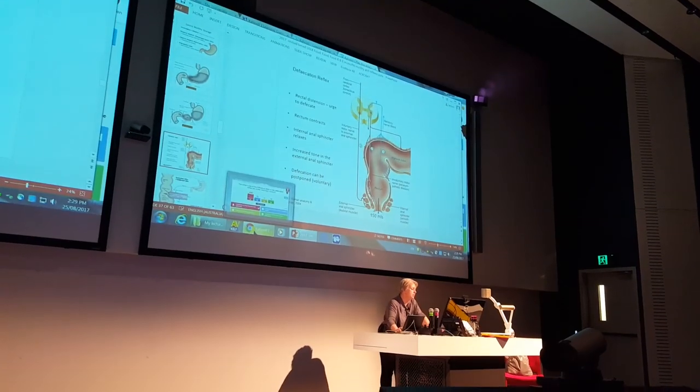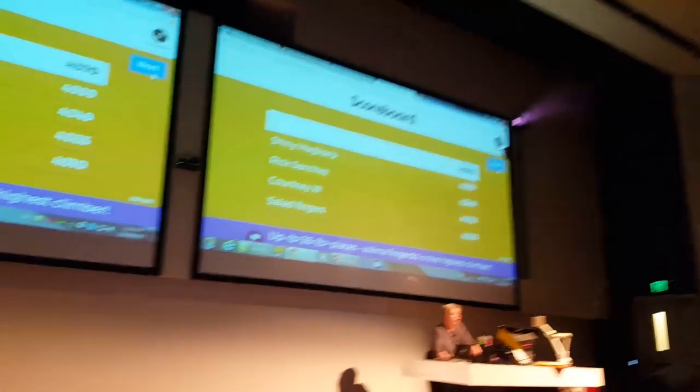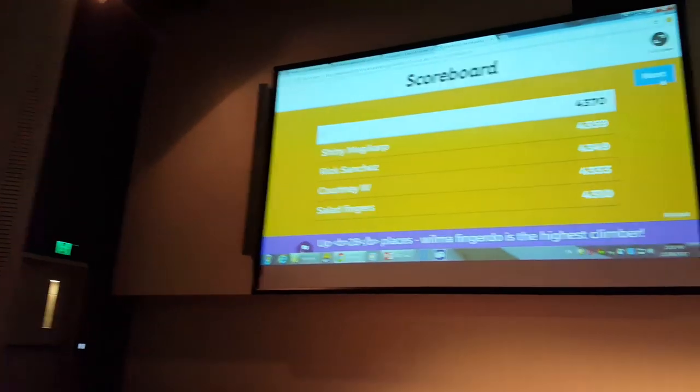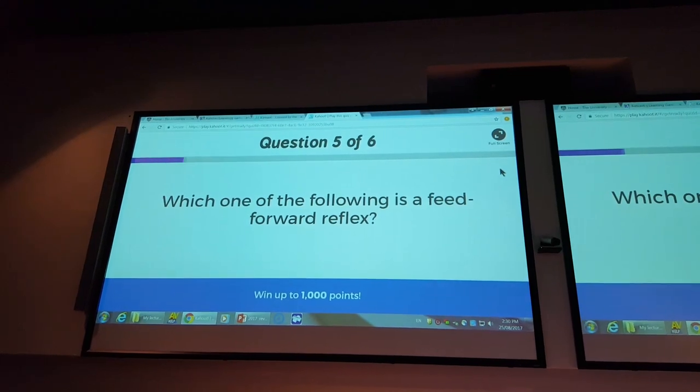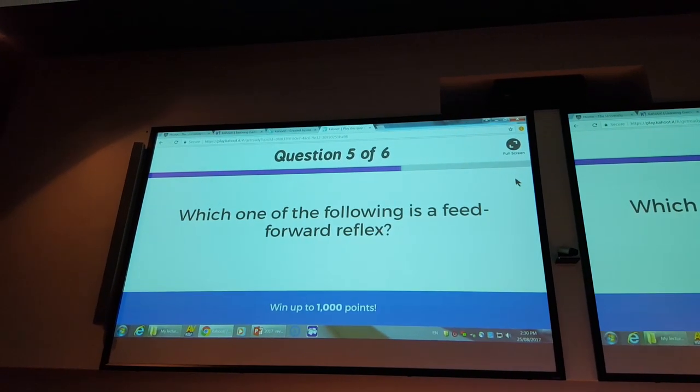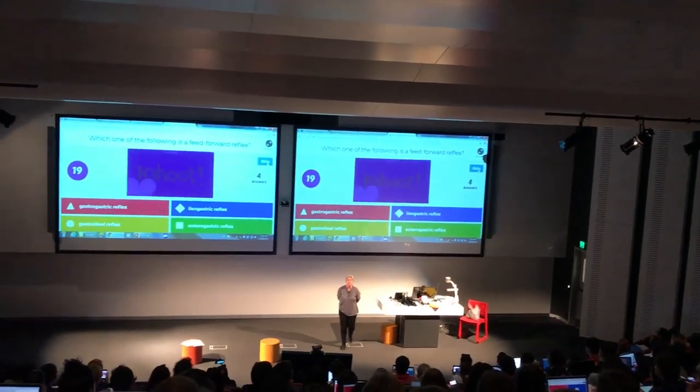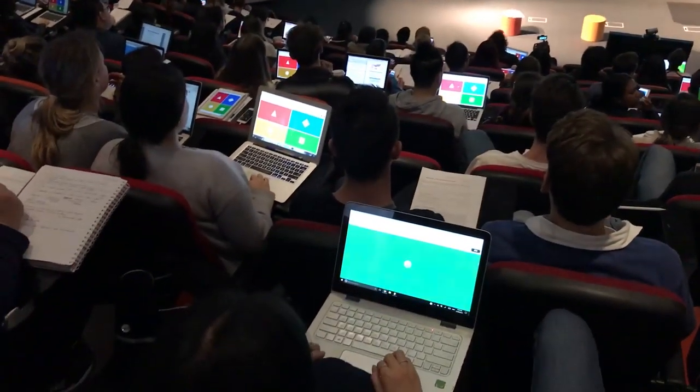What else have we got? How are we going? Oh, some new people at the top. Rick Sanchez is still there. Okay, were you listening when I was talking before? Which of the following is a feed forward reflex?